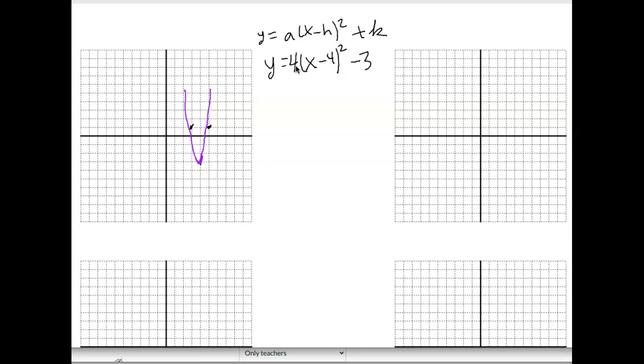So not only am I looking at the fact that the curve is skinny, which is telling me this has to be a number greater than 1, but I just needed to find where my vertex was, the h, k, your vertex, and then from there you're just home free.